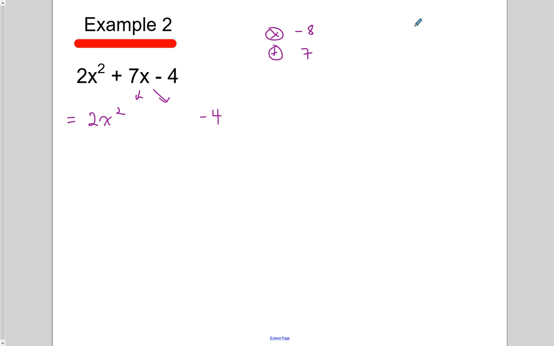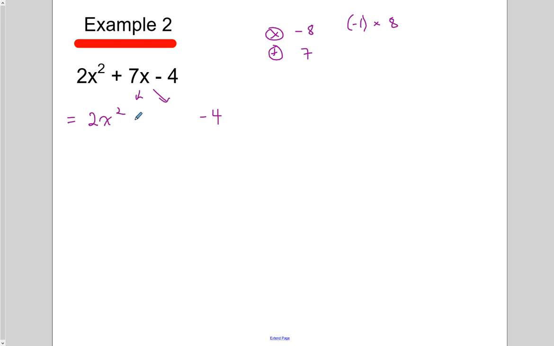Okay, so let's think of some pairs of numbers. Well, let's start by going 1 times 8. That's always a good place to start. If I made one of them negative, that would multiply to negative 8. Good. Do those add to positive 7? Well, they do if the 1 is negative. So if I make this negative 1 times 8 equals negative 8, and negative 1 plus 8 gives us positive 7. So those are my 2 numbers.